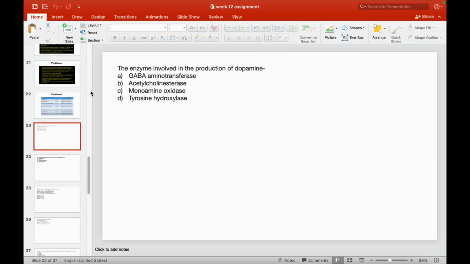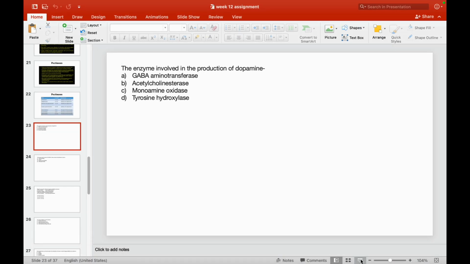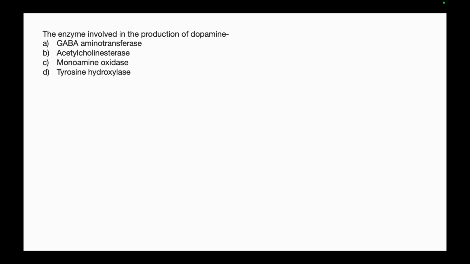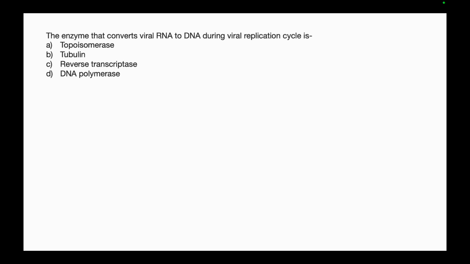Now we move on to the assignment questions. The enzyme involved in the production of dopamine. Dopamine synthesis involves tyrosine hydroxylase. So the answer is D. Dopamine synthesis occurs in 3-4 steps, and dopamine is made from the amino acid tyrosine. So tyrosine hydroxylase is the answer.